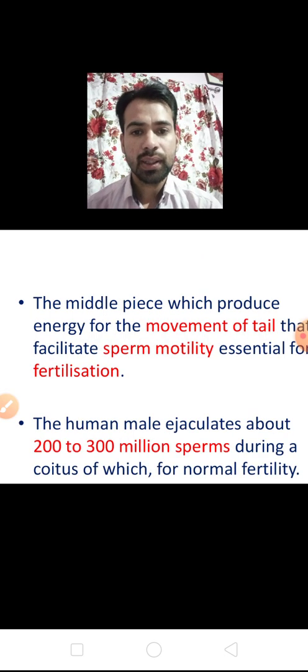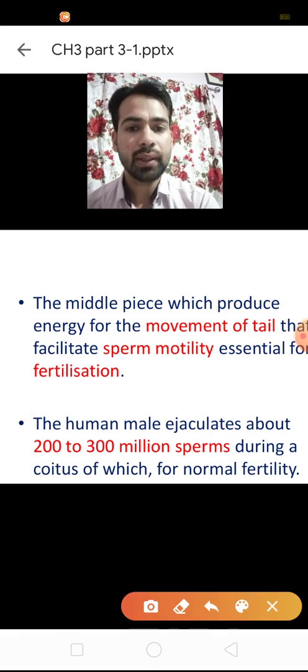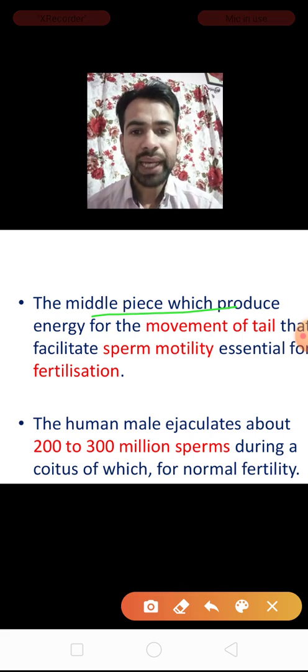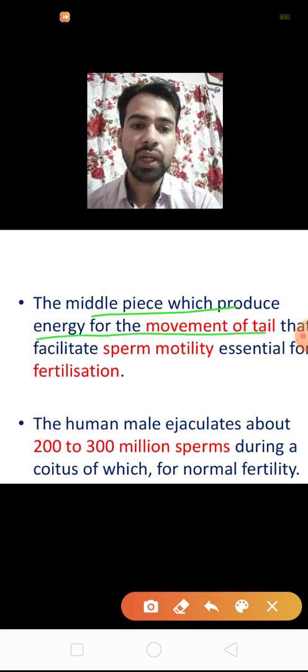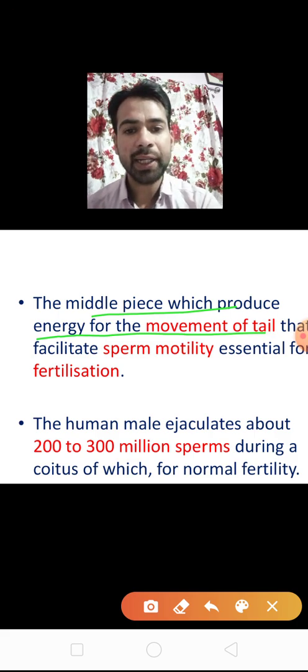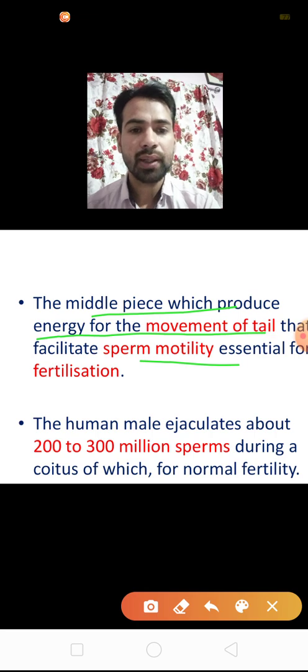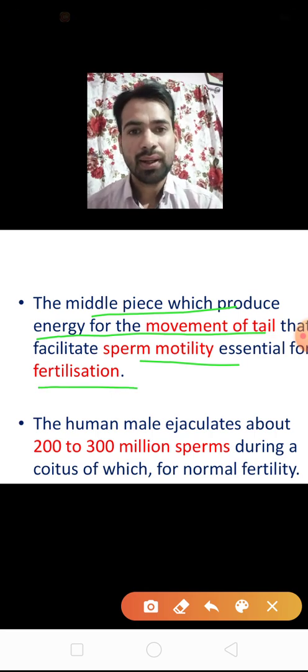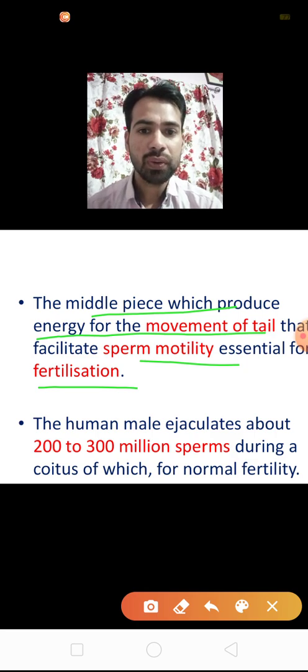Now children, the second part, that is neck. Third, the middle piece. The middle piece produces energy for the movement of the tail, that facilitates sperm motility, essential for fertilization.